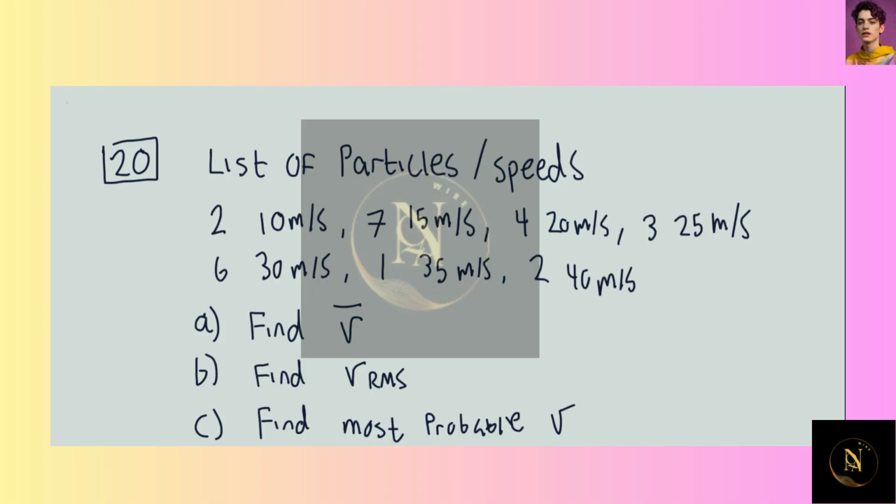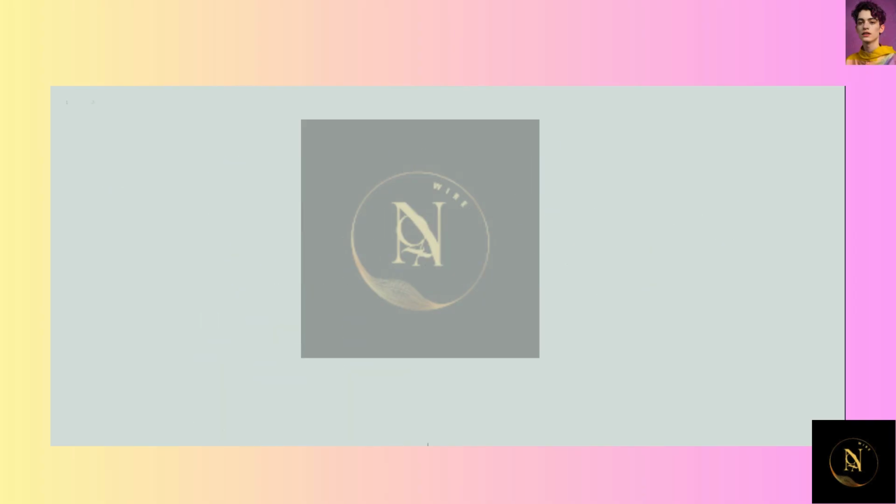We're asked in part A to find the average speed, v bar. We're then asked in part B to find the RMS speed, root mean square speed. And in C, we're asked to find the most probable speed. So let's jump into it.